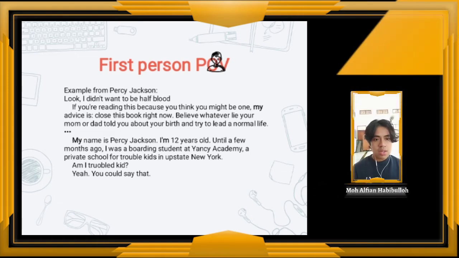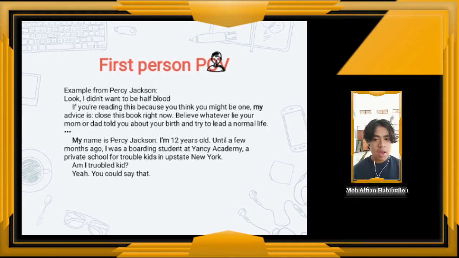And for example, from Percy Jackson: Look, I didn't want to be a half-blood. If you're reading this because you think you might be one, my advice is close this book right now. Believe whatever lie your mom or dad told you about your birth and try to lead a normal life. My name is Percy Jackson. I'm 12 years old. Until a few months ago, I was a boarding student at Yancy Academy, a private school for troubled kids in upstate New York. Am I a troubled kid? Yeah, you could say that.